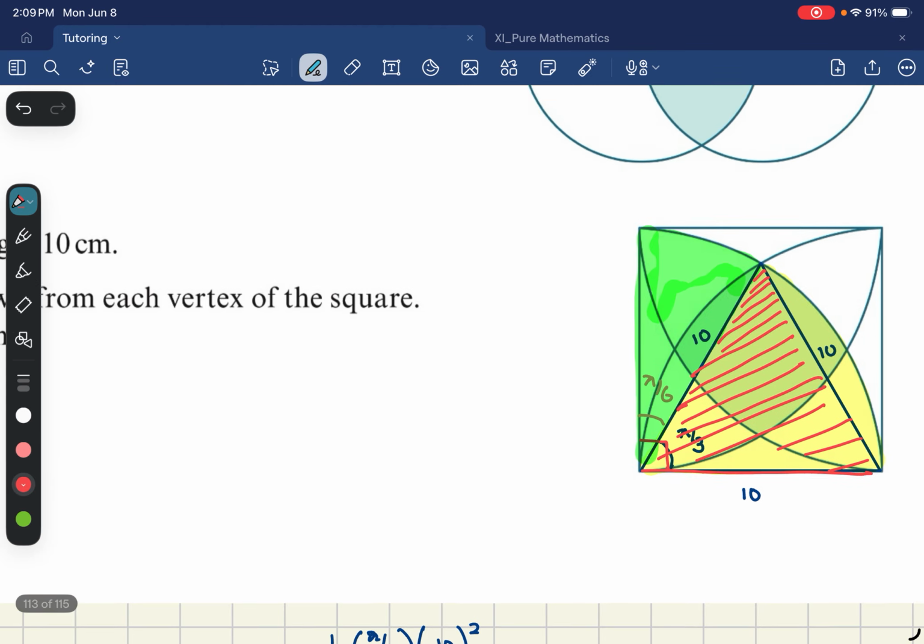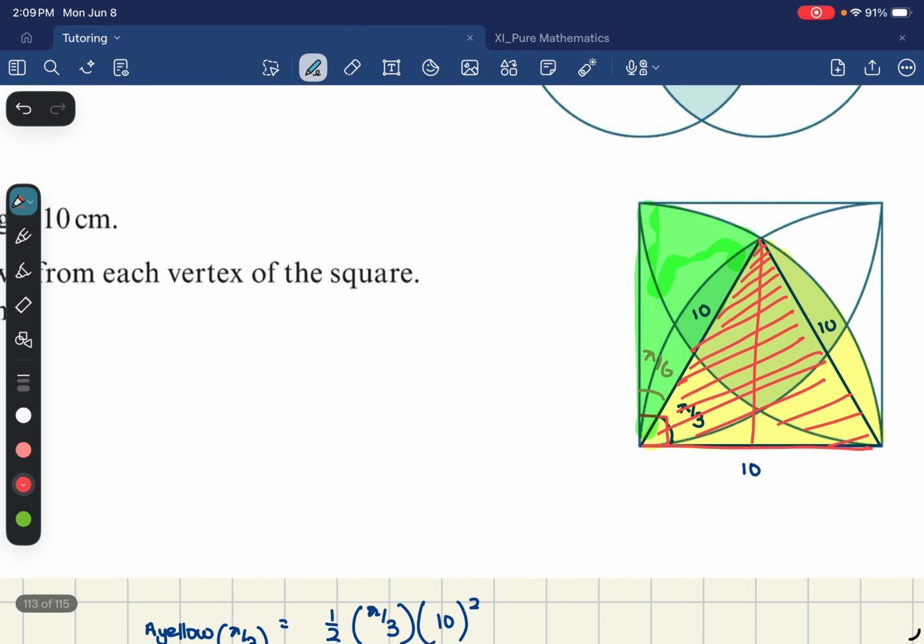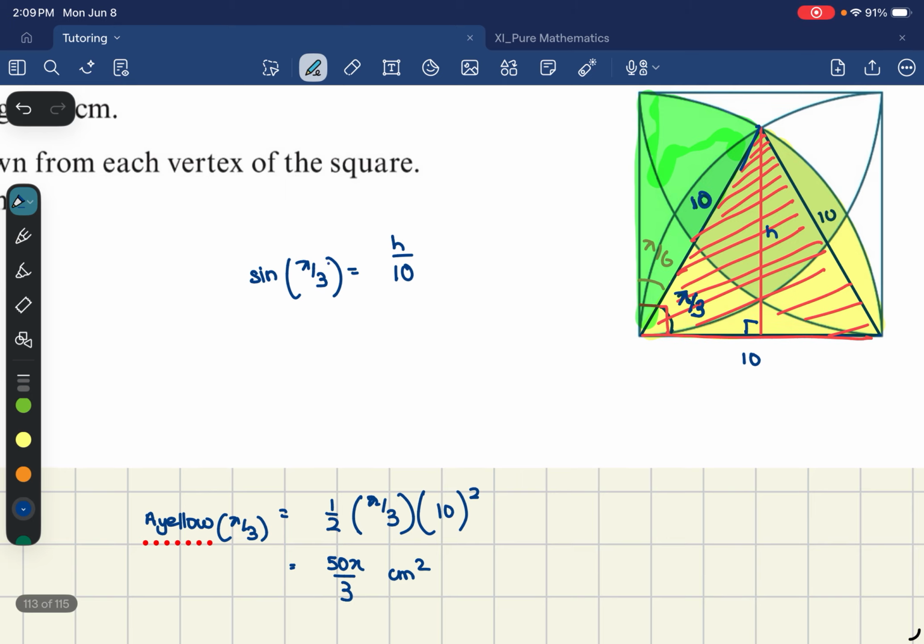And what is the height? Well, for the height, you have to drop a perpendicular here, right? And this is going to be your h. And how do you find h? Well, this angle is pi over 3. So if you take sine of pi over 3, that is equal to h over the hypotenuse. The hypotenuse is 10. So h is just 10 sine pi by 3.